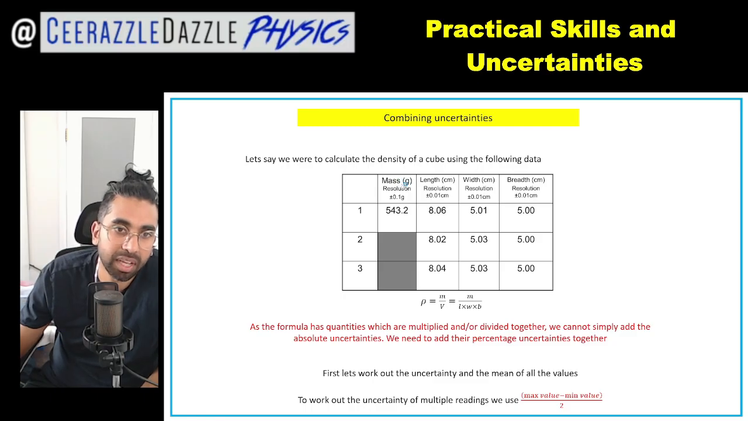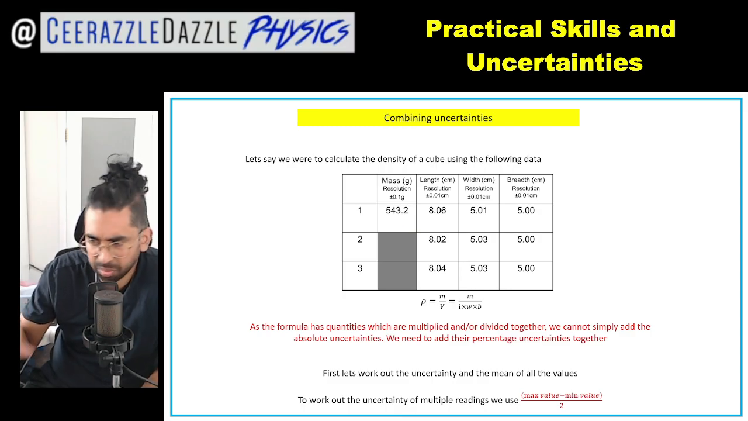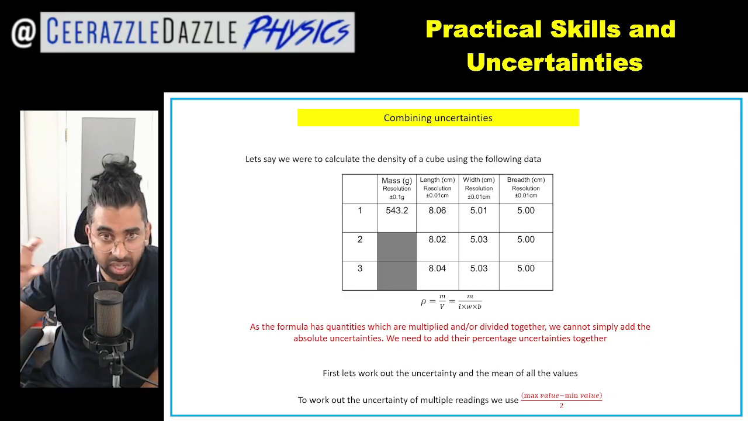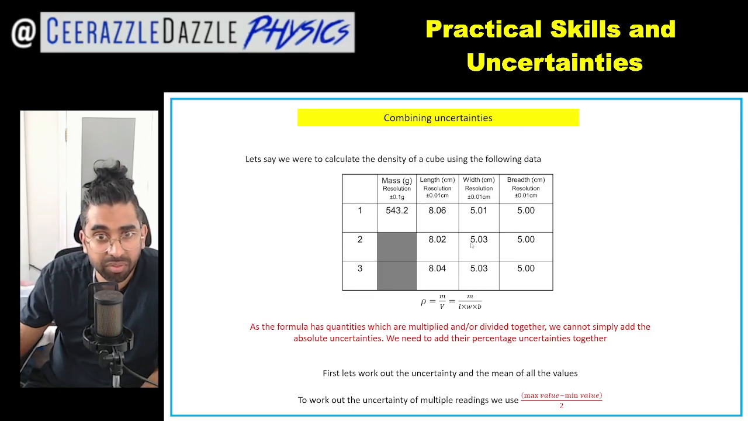Let's say you're trying to work out the density of a cube. You measure the mass once. Don't forget, you only do it once because it's not going to change when you put it on the balance in different orientations. But you measure the length of it at different points, the width of it at different points, and the breadth of it at different points over here. To work out the density, it's equal to mass divided by volume, the mass divided by the length times the width times the base.